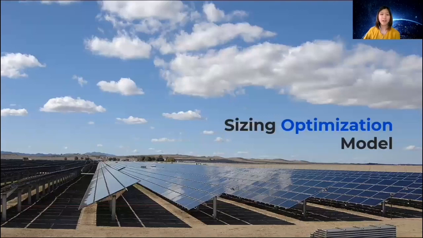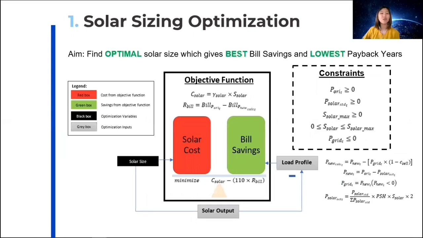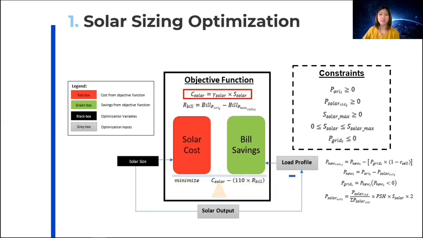With defined tariff structure and parameters, I now present the algorithm design. The solar sizing optimization aims to find the optimal solar size which gives the best bill savings and lowest payback years. Hence, it is designed such that the objective function aims to minimize solar costs and maximize bill savings. Solar cost, denoted as C_solar, depends on the size of solar panel, S_solar, which is an optimization parameter, whereas savings, denoted as R_bill, is the original bill minus the new bill.